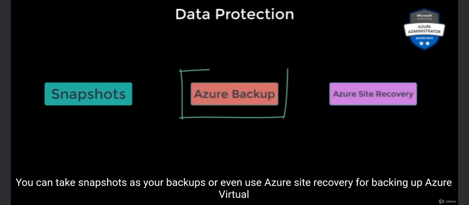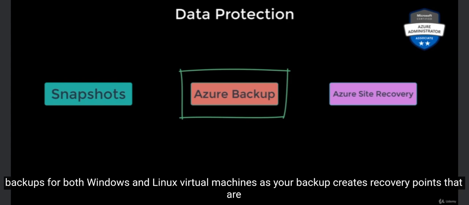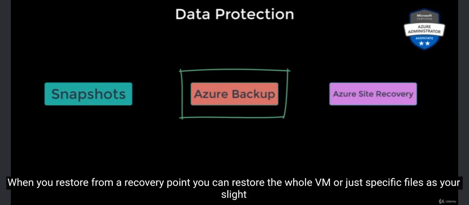For backing up Azure virtual machines running production workloads, we'll use Azure Backup. Azure Backup supports app-consistent backups for both Windows and Linux virtual machines. Azure Backup creates recovery points that are stored in geo-redundant recovery vaults. When you restore from a recovery point, you can restore the whole VM or just specific files.